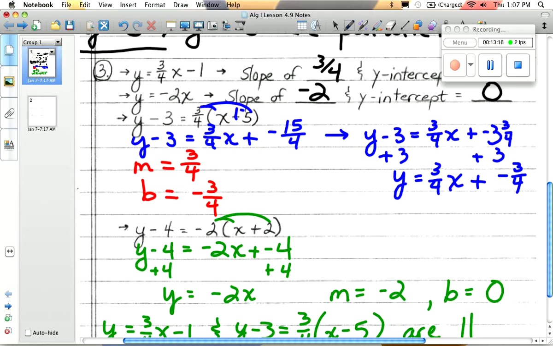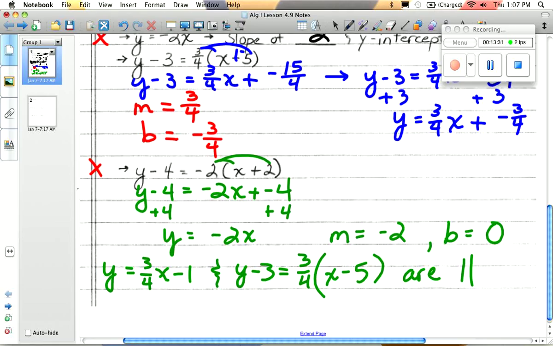So, John is saying that this one and this one are parallel. Do you guys agree? Or no, wait. They're the same line, aren't they? They have the same slope and the same y-intercept. Can they be parallel? No. So, do we have any other sets? No, we just have that one set of parallel lines, don't we?